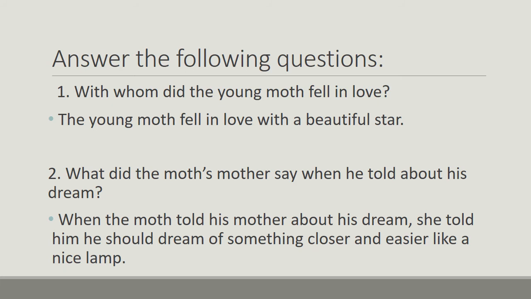Next exercise is answer the following questions. First one, with whom did the young moth fall in love? Answer, the young moth fell in love with a beautiful star. Second, what did the moth's mother say when he told about his dream? Answer, when the moth told his mother about his dream, she told him he should dream of something closer and easier like a nice lamp. We do not have to quote her exact words, but this is what she meant.